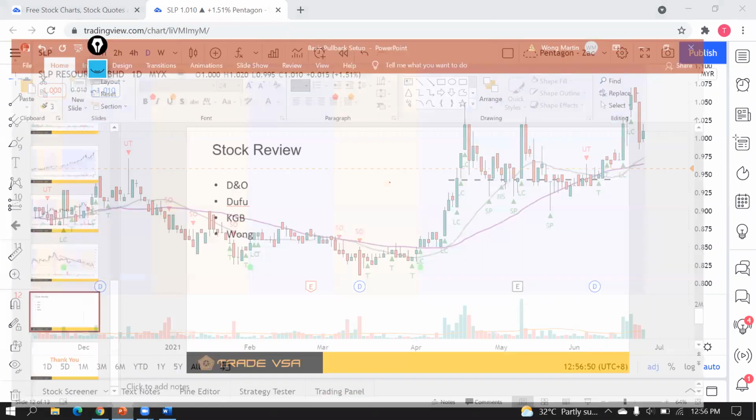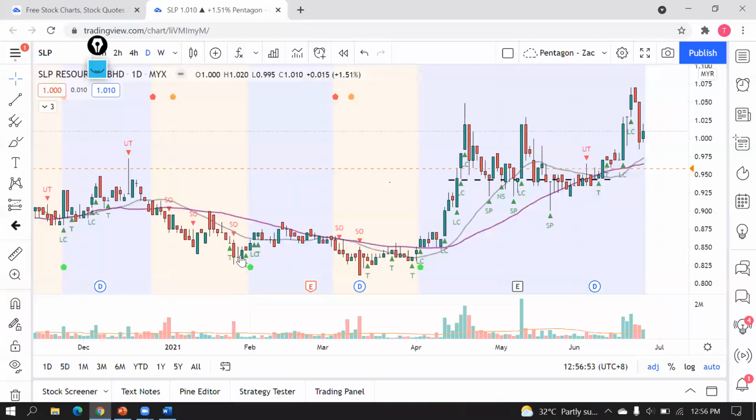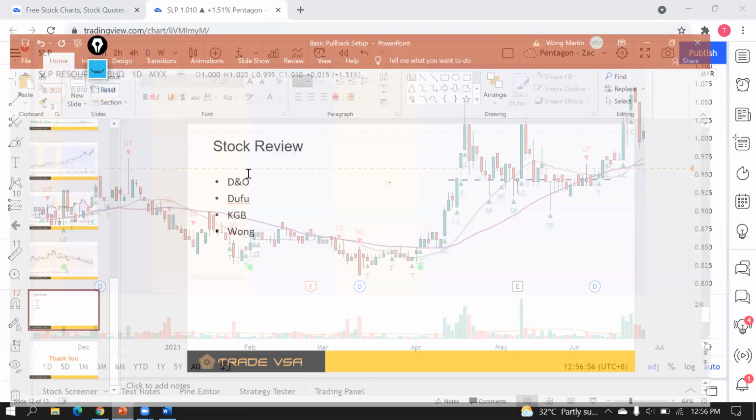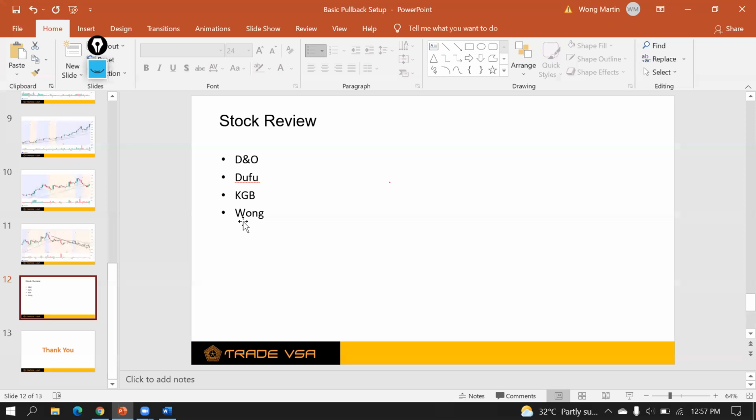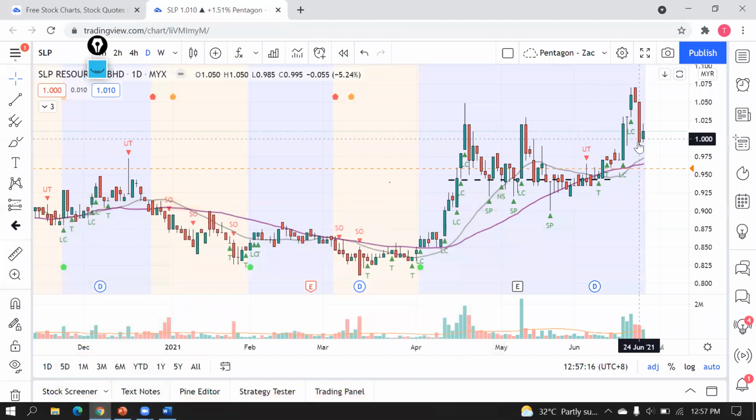So there's a few stocks that I covered. I'm not sure if you are looking for entry or exit, but I think DNO, Dofu, and KGB, these three, are still in reaccumulation. But Wong, maybe you need to be careful a bit because the candle suddenly changed. Usually when the candle changes, maybe something is going on.